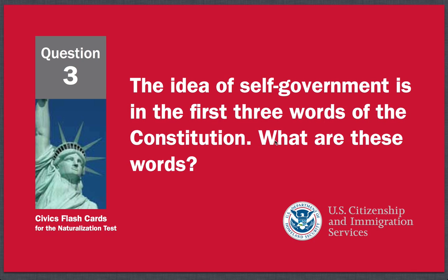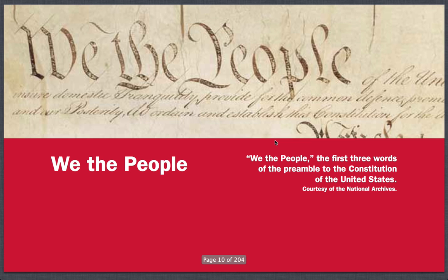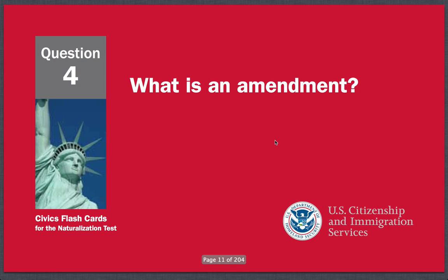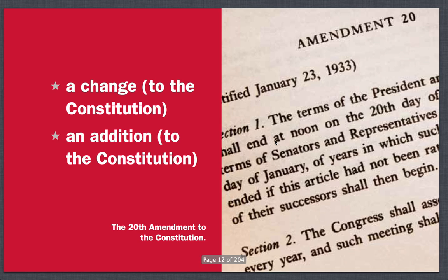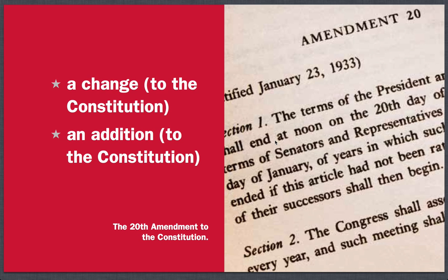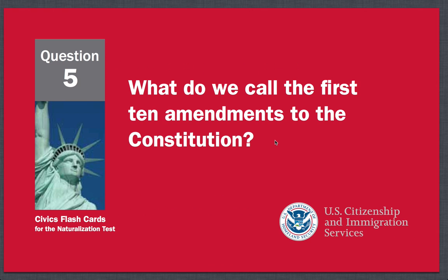The idea of self-government is in the first 3 words of the Constitution. What are these words? We the people. As you can see, we the people are the first words, and it's written in big letters on the Constitution. What is an amendment? A change to the Constitution, an addition to the Constitution.